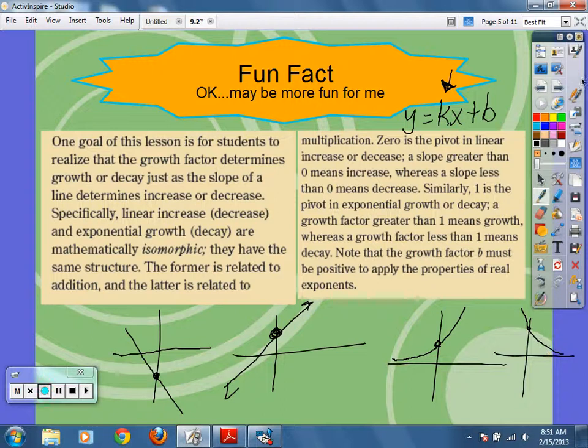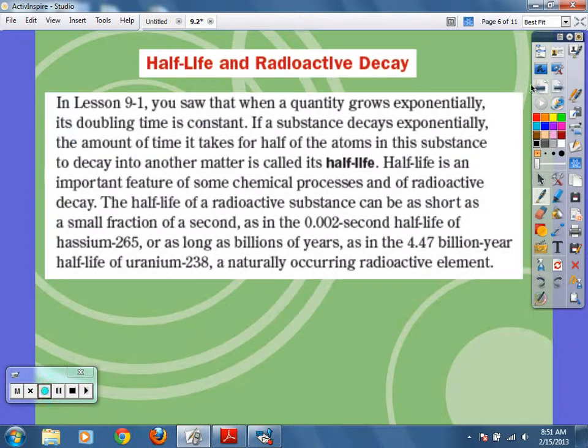So they are related. Let's talk about half-life and radioactive decay. In lesson 9.1, you saw that when a quantity grows exponentially, it's doubling time is constant. If a substance decays exponentially, the amount of time it takes for half the atoms to decay, you've heard about this before, is called half-life. Half-life is an important feature of some chemical processes. I don't really want to go into all this because it's not very interesting to me, although some of you will find it fascinating.